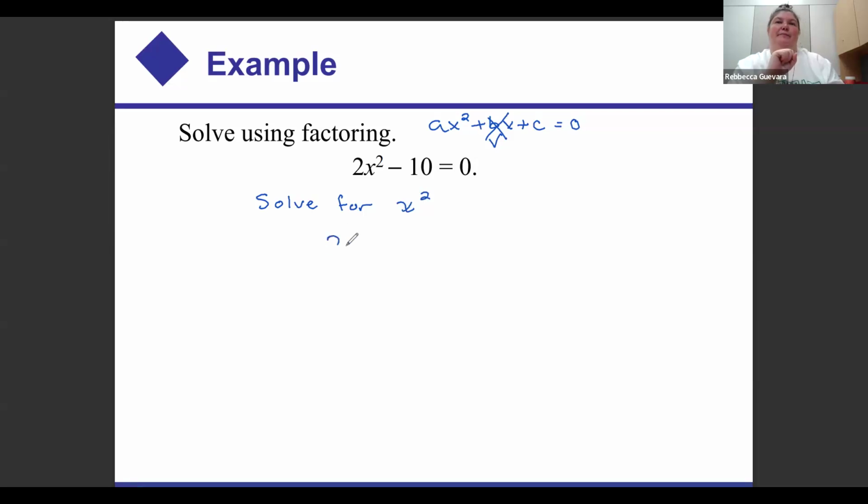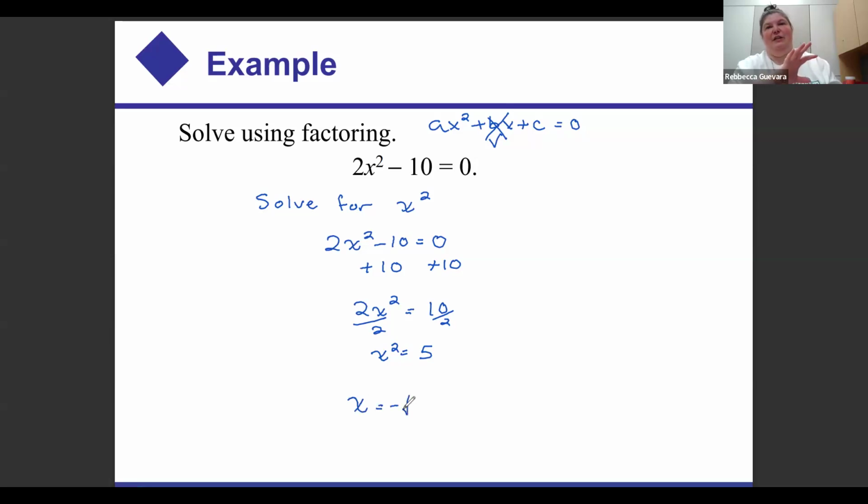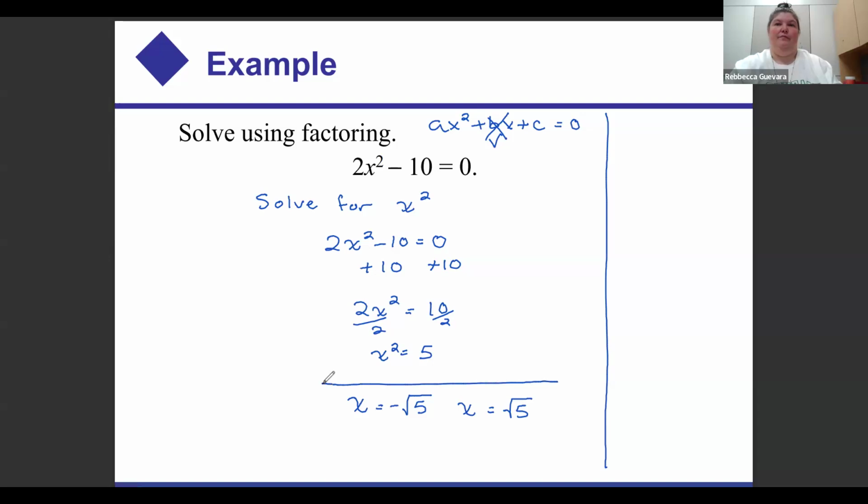So if I do that, I'll have to add that 10 to both sides. So then I have 2x squared equals 10. Then I have to divide both sides by 2. And I get x squared is equal to 5. So if I just want x, my two solutions are either it has to be the negative square root of 5, or it has to be the positive square root of 5. And those would be your two solutions to that equation.